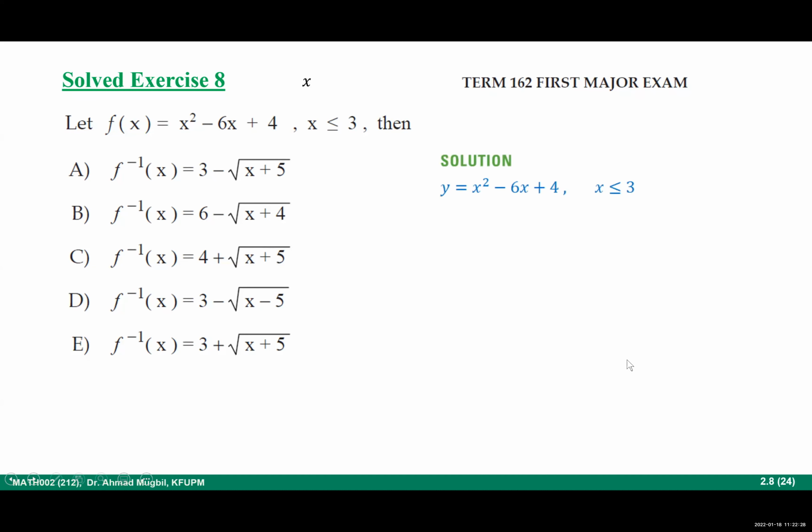It is better also to know the domain of the inverse, and to know the domain of the inverse, you need the range of the function. So to know the range of the function, you need to complete the square. From this step, you know what the range is. What is the range? y is greater than -5. So this is the domain of the inverse.